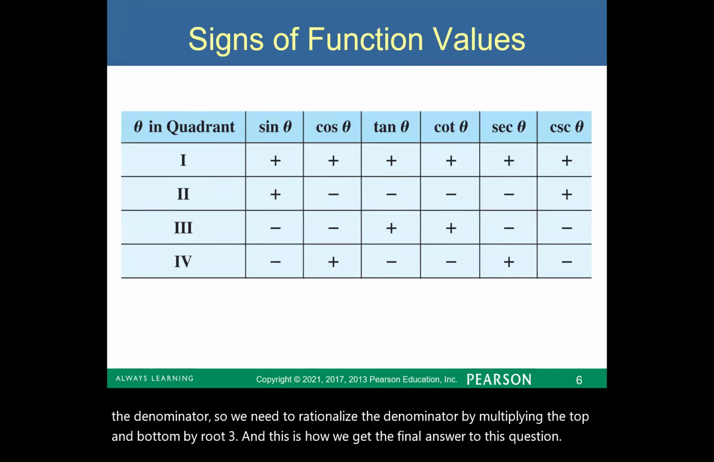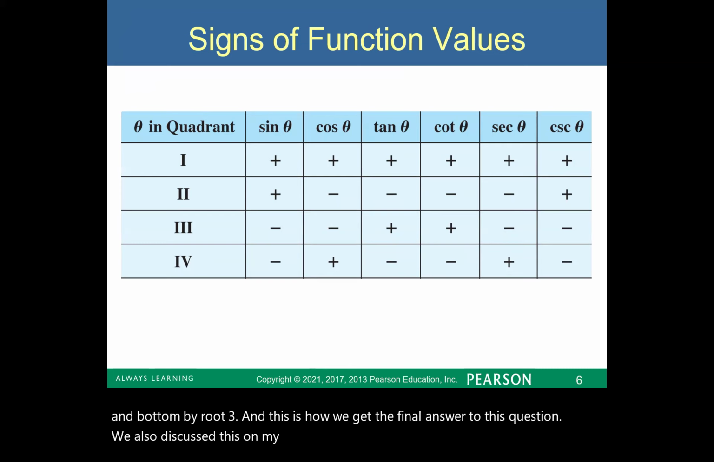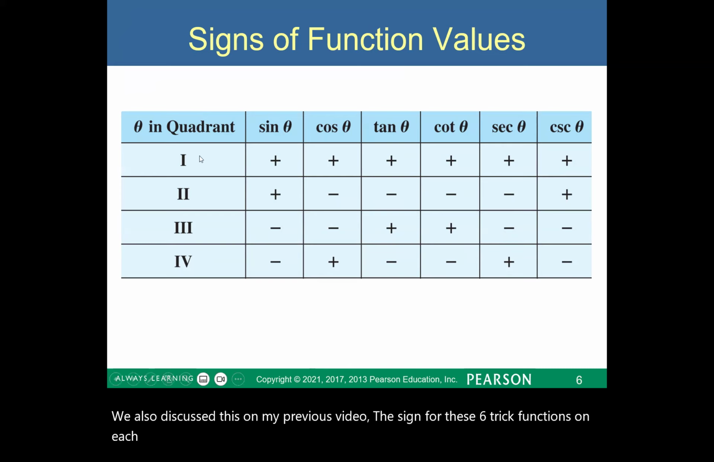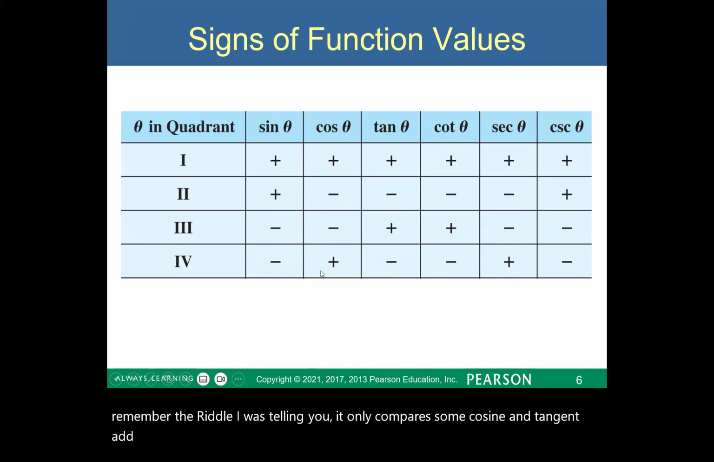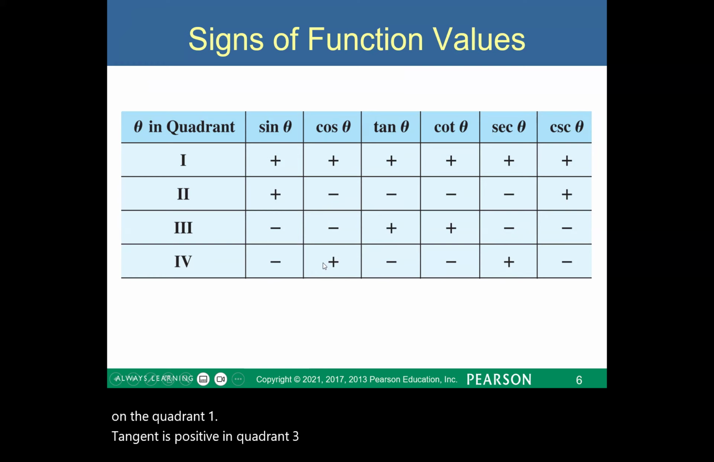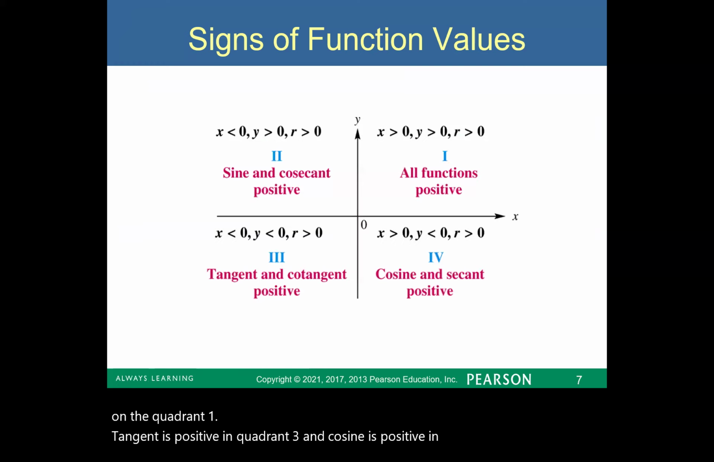We also discussed in my previous video the sign of these 6 trig functions in each quadrant. Again, in quadrant 1, everything is positive. And if you remember the riddle I was telling you, it only compares sine, cosine, and tangent: All Students Take Calculus, or add sugar to coffee. So in quadrant 1, all of them are positive. Sine is positive in quadrant 2. Tangent is positive in quadrant 3. And cosine is positive in quadrant 4.